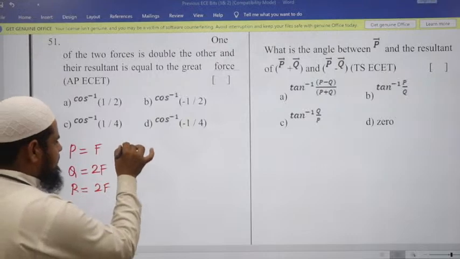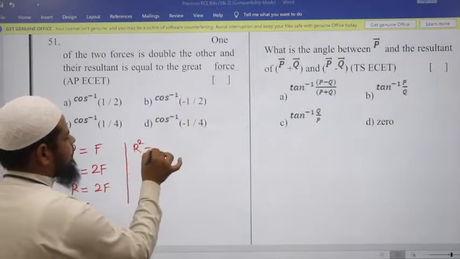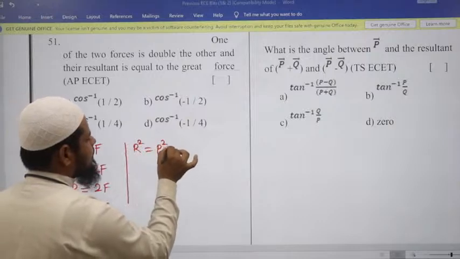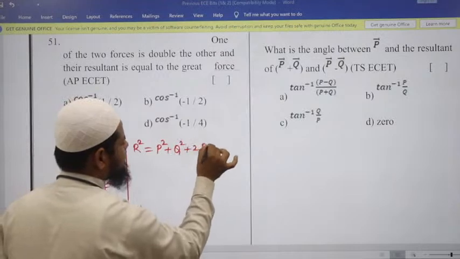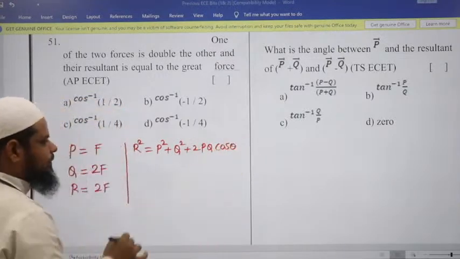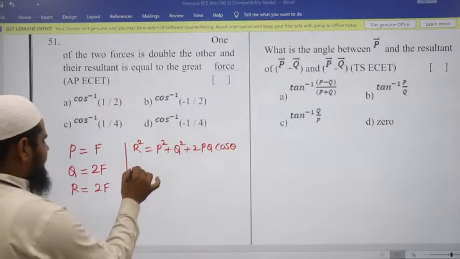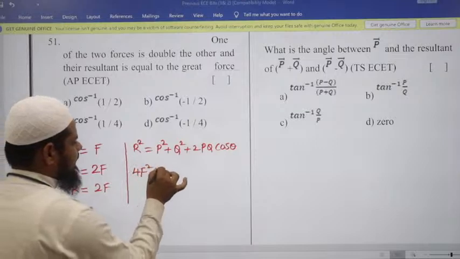In that case, now you need not worry about it. Very easy. R square is equal to P square plus Q square plus 2PQ cos theta. In that case, what is R square here? 4F square is equal to F square.